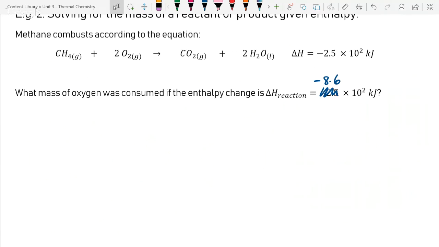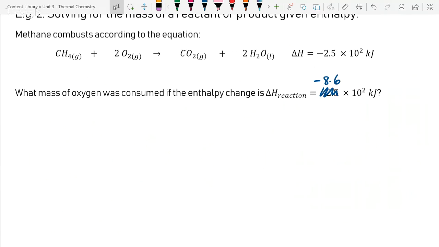By the way, how many moles of oxygen were used in this reaction? 2. How many moles of carbon dioxide were made in this reaction? 1. How many moles of water were made in this reaction? 2. How many kilojoules of energy were released when we used 1 mole of CH4 and 2 moles of oxygen to make 1 mole of CO2 and 2 moles of water? Good. Now, in our actual reaction, did we use 1 mole, 2 mole, 1 mole, and make 1 mole and 2 mole? No. We used a different amount because instead of releasing 2.5 kilojoules of energy, we released 8.6.